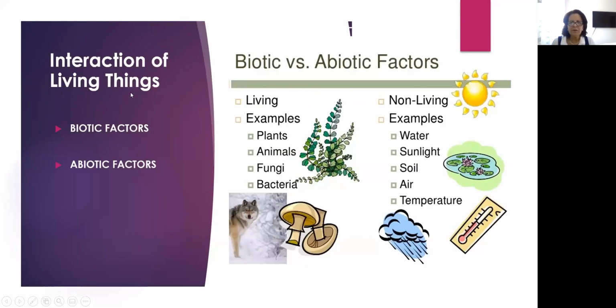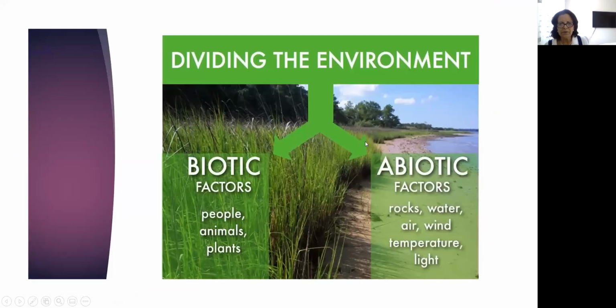First, the interaction of living things, how these factors interact between them in the ecosystem. We mentioned the living examples are plants, animals, fungi, and bacteria. These are the biotic factors, and the abiotic factors, the non-living: water, sunlight, soil, air, and temperature.